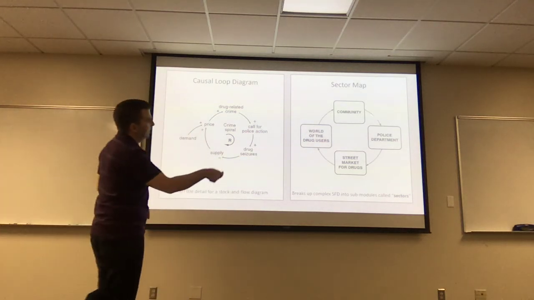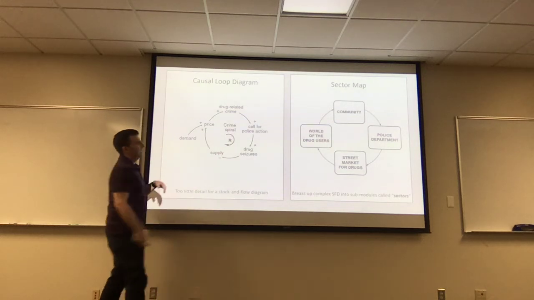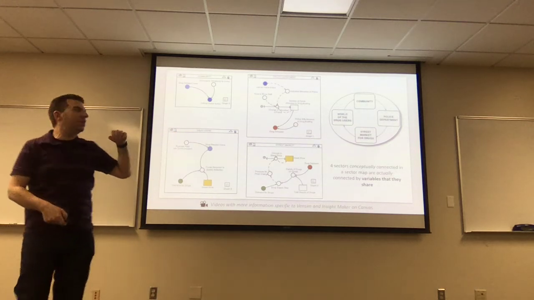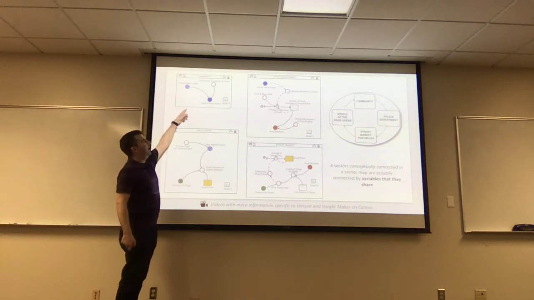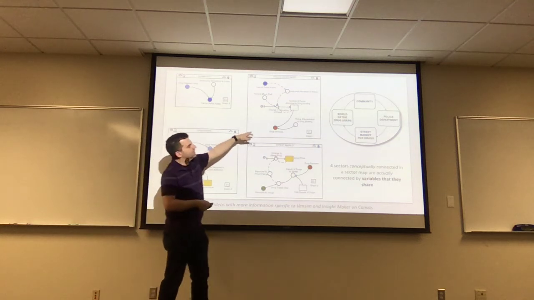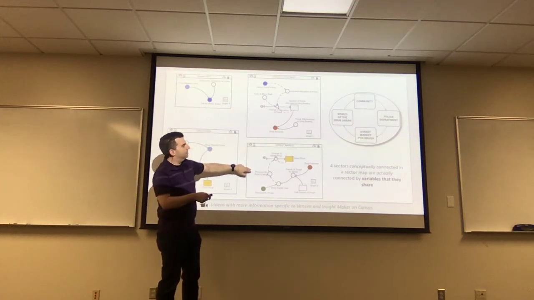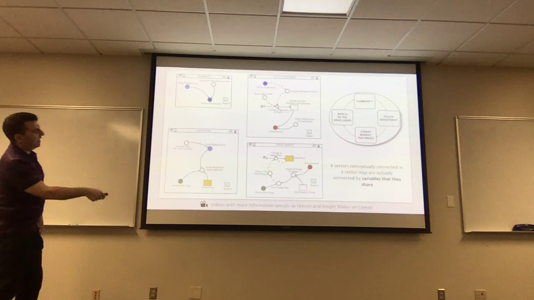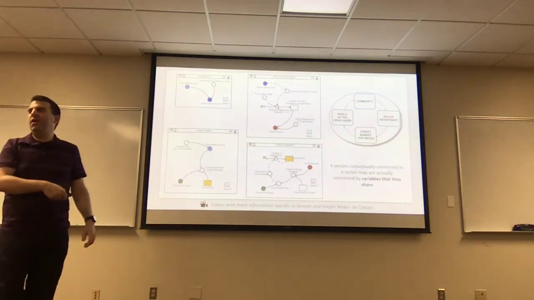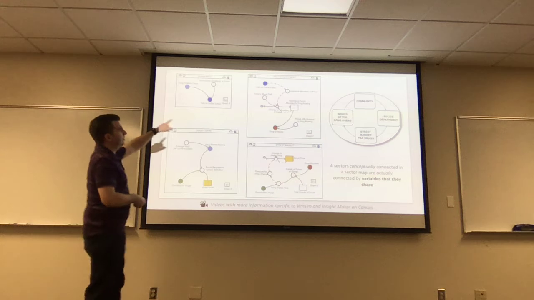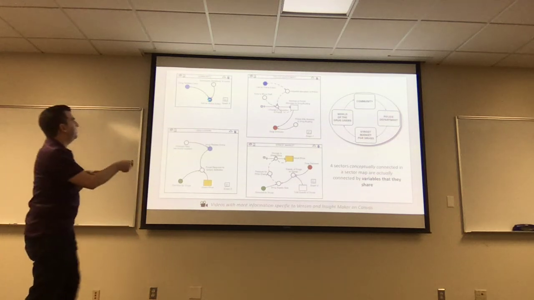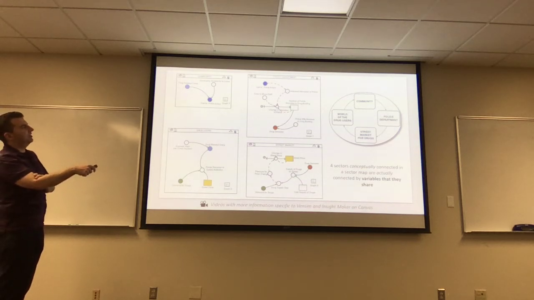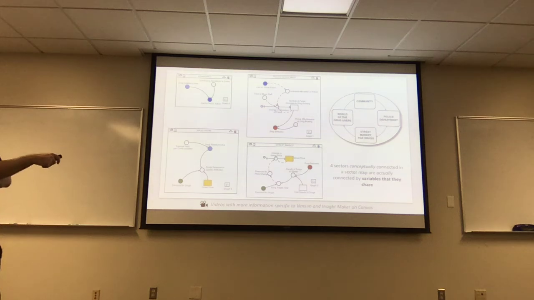These connections are a little less formal than the connections here. The idea is I've got these four sectors, and if I zoom in on each one of them, I see this diagram inside the community sector, this diagram in the police department, this diagram in the street market, this diagram in the drug users. Notice I don't have any connections between the sectors, but I've colored the variables that show up in different sectors. Up here, call for police action shows up in the community sector, but it also shows up in the police department sector. So there is informally a connection here.